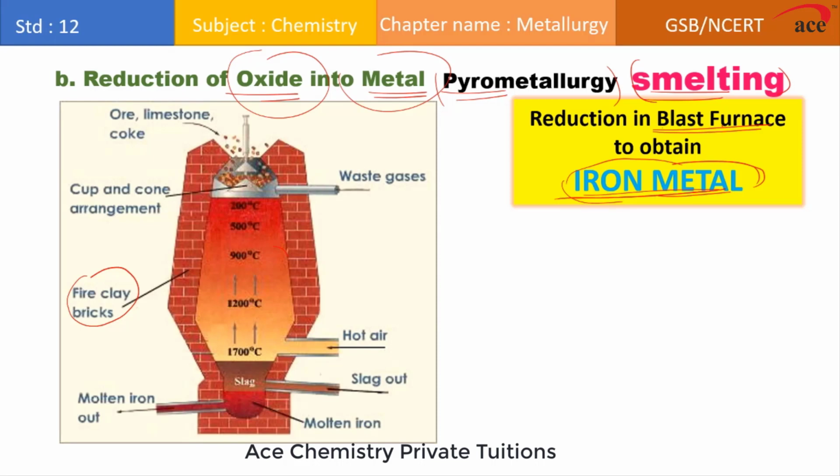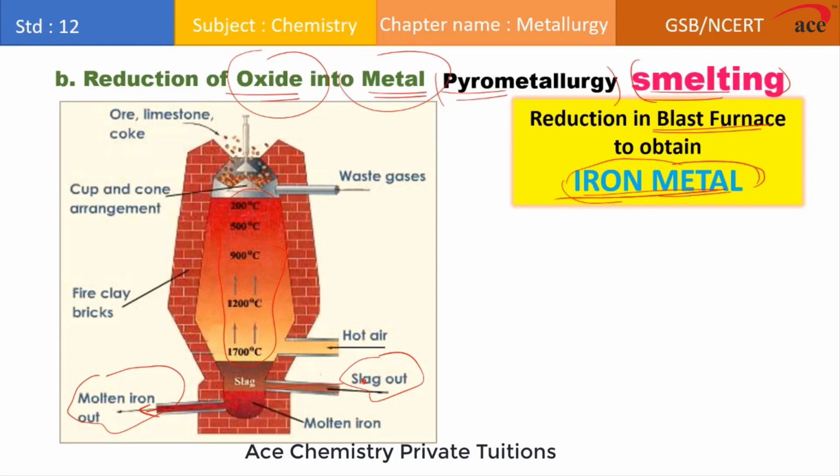At the bottom, can you see there are two outlets? The lower one is for the removal of molten iron, and just above it there is an outlet for removal of what? Slag. Please remember, the slag is lighter in density, and that's why it can be removed from the upper outlet, and the molten metal, which has higher density, can be removed from the lower part of this furnace. Now if you check the range of the temperature, it is around 1700 degrees Celsius to what? 200 degrees Celsius, or you can say 2000 Kelvin to what?